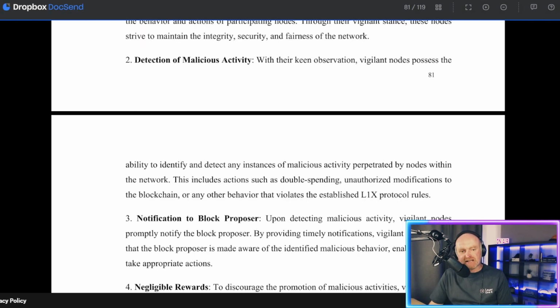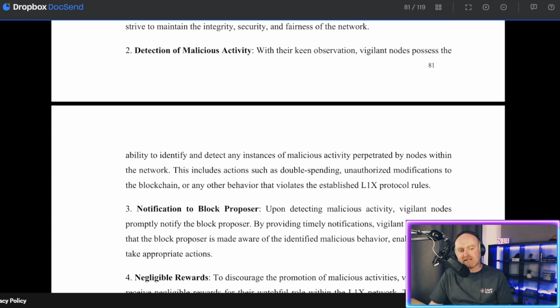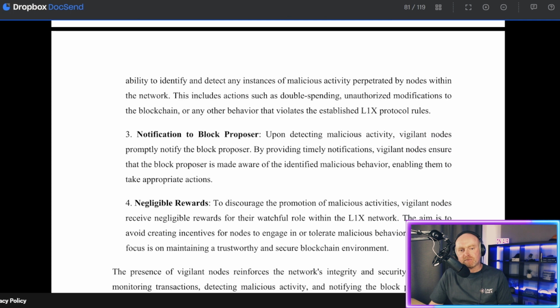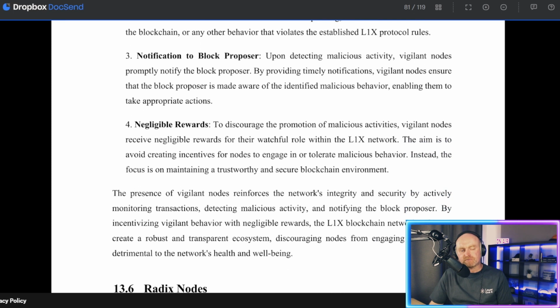Number 2. Detection of malicious activity. With their keen observation, vigilant nodes possess the ability to identify and detect any instances of malicious activity perpetrated by nodes within the network. This includes actions such as double spending, unauthorized modifications to the blockchain, or any other behavior that violates the established L1X protocol rules.